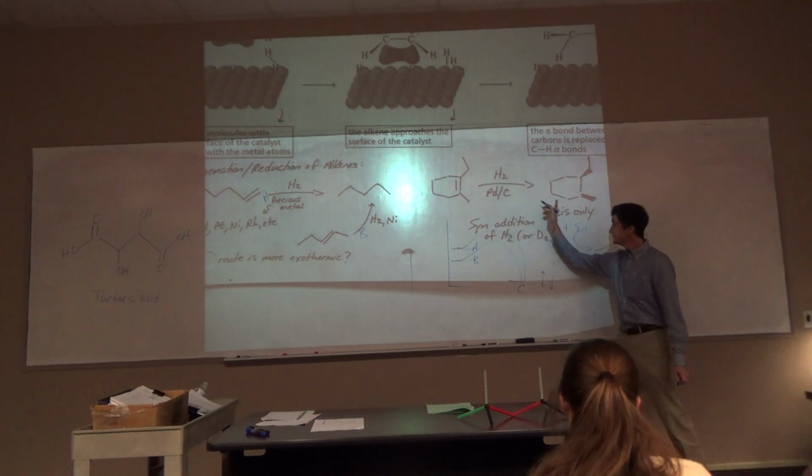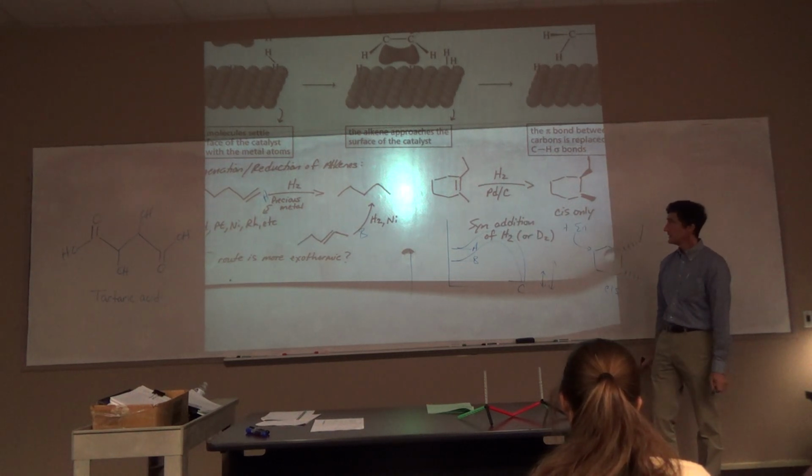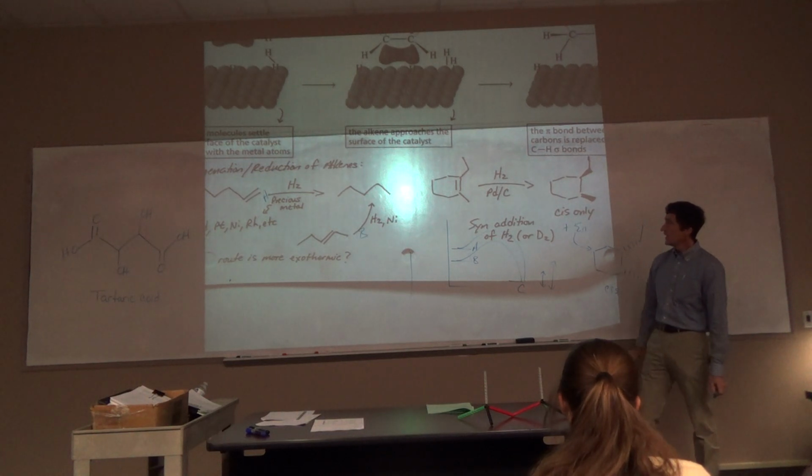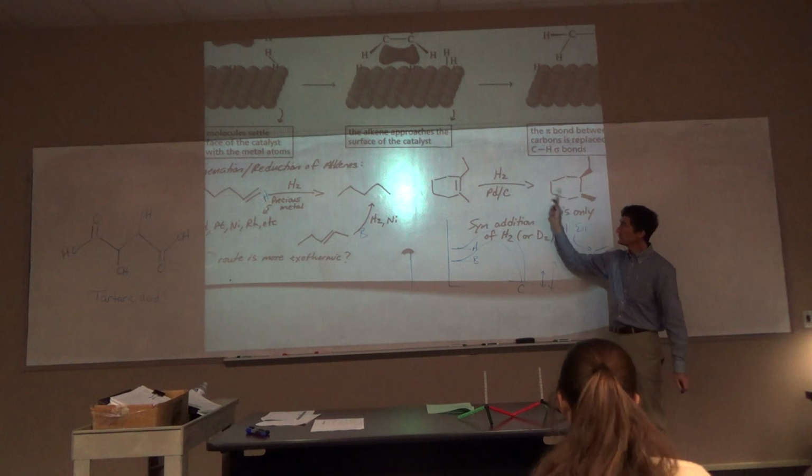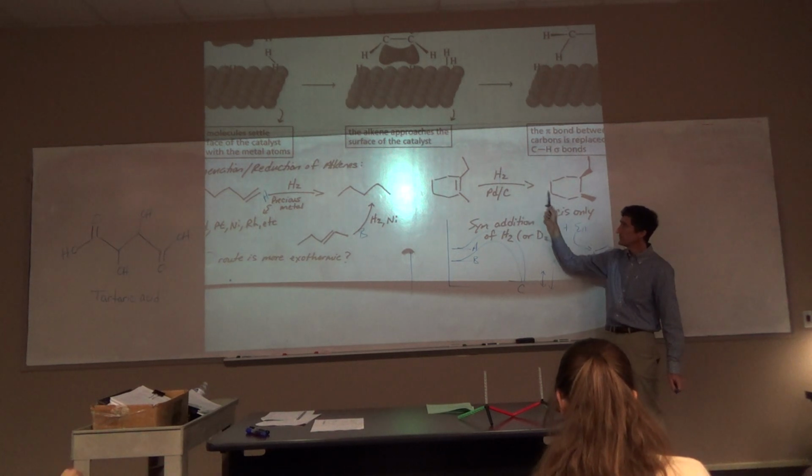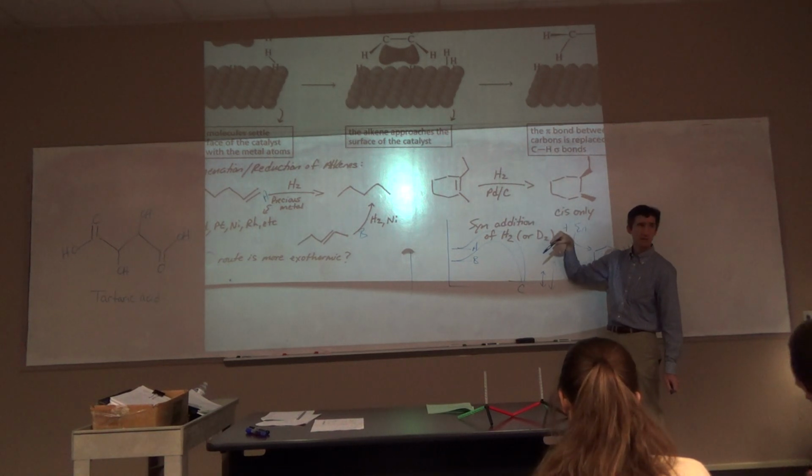So this reaction is stereoselective. Stereoselective hydrogenation of an alkene. It's stereoselective because it's a syn addition of hydrogen.